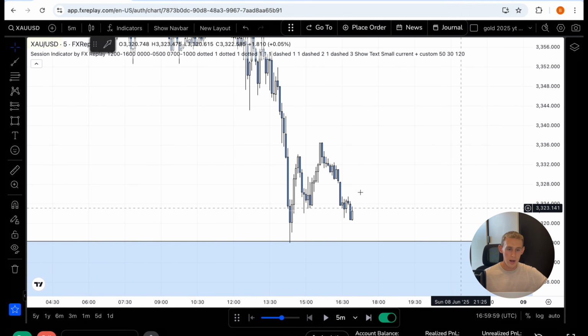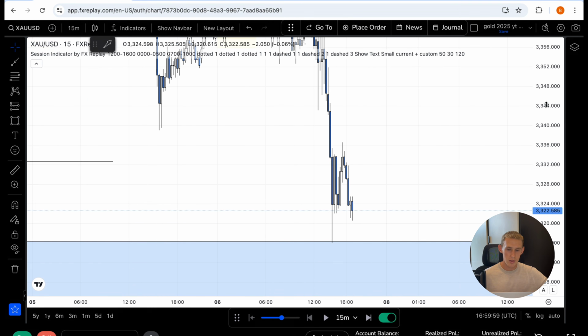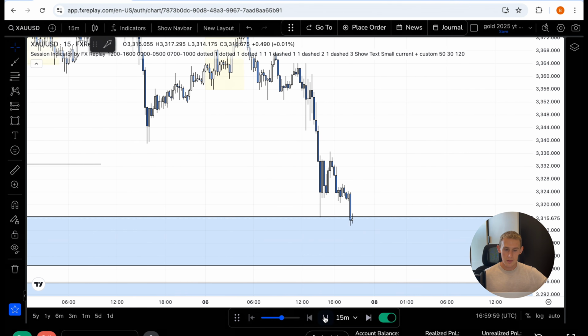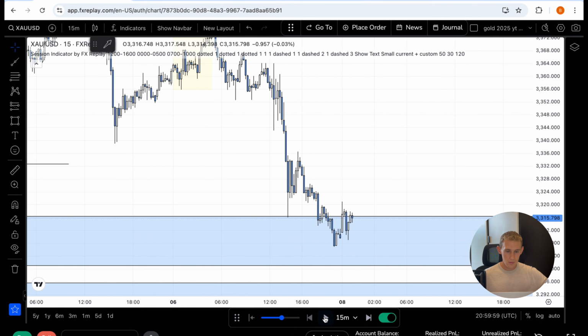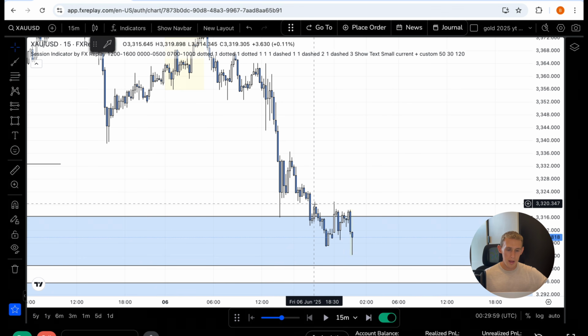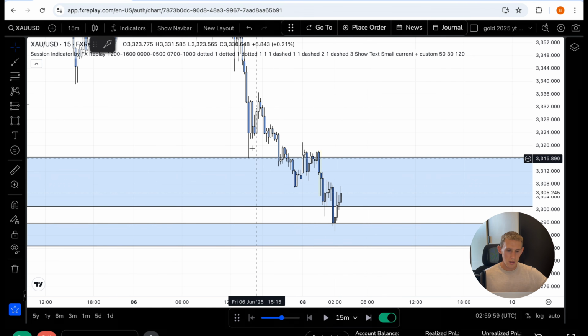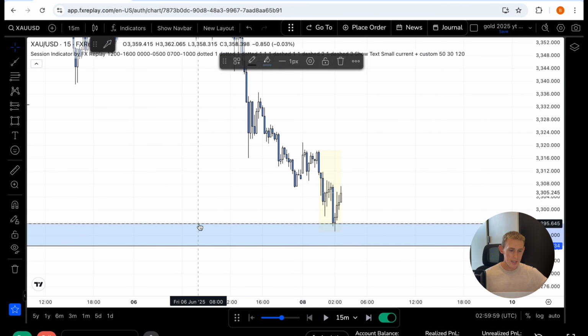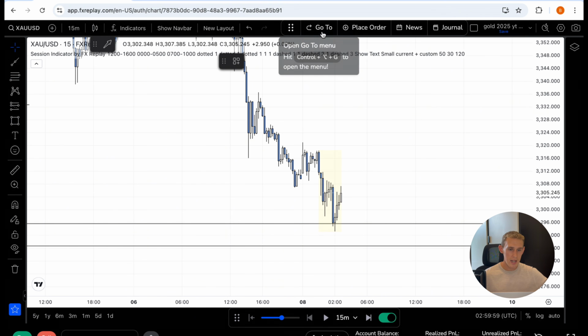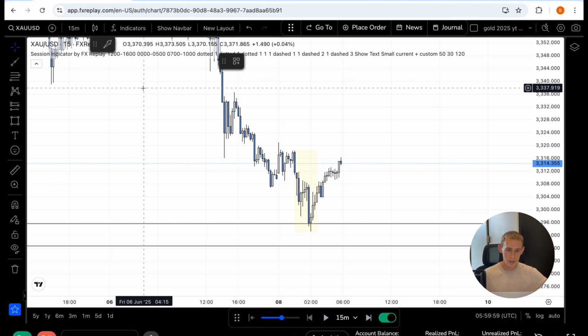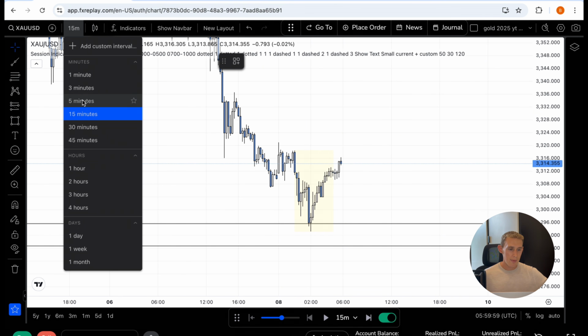Obviously still waiting for an M5 change of character, as always, just to confirm the trade. A wick above, by the way, is not valid for me. I need to see a clear closure above. So that first one didn't hold. Price has now tapped into the second one, but this is the Asian session, so I'm just going to fast forward this first. Yeah, this is nice though.